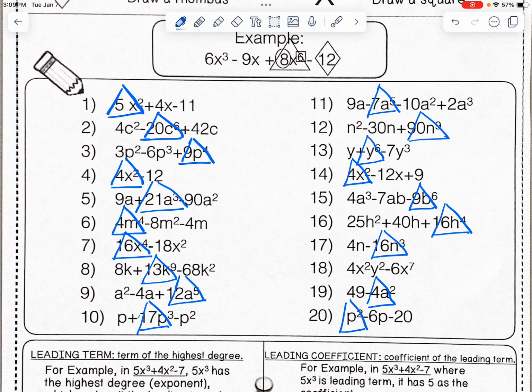Okay, so let's talk about number 18. We didn't really visit one of those that had 2 variables in it. But hopefully it'll be obvious that the largest exponent is 7. So don't let the x squared, y squared confuse you. So the leading term would be 6x to the 7th. All right, so that's all of the leading terms, the ones that have the largest exponents. If I were to rewrite them in descending order, it is the one that would be in the front.